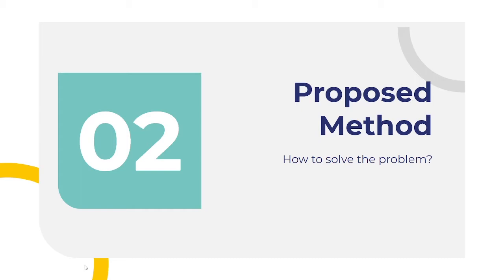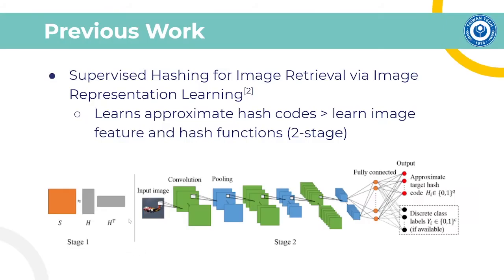But before entering that, we will try to learn about the previous work in this task. For the first example, they use a two-stage network as the learning process. In the first stage, they learn the approximate hash code. They learn about how to generate the hash code. And for the second stage, they learn the image feature and the hash function to generate the hash. So there is no explicit feedback loop between these two stages. That is the weakness of this two-stage network.